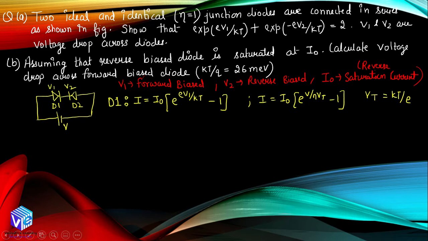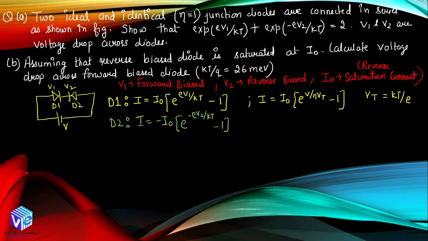Now we will move towards the equation for the diode D2. For D2 I can represent the current as minus I naught, because here we have the reverse bias, and we can represent e raised to power minus EV2 upon KT, since for this the voltage is minus V2. And here we will have minus 1 over here. So this is the equation for the diode D2.